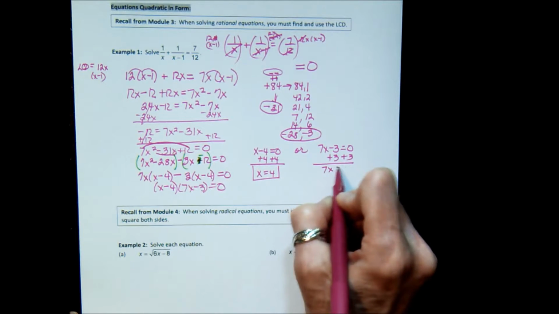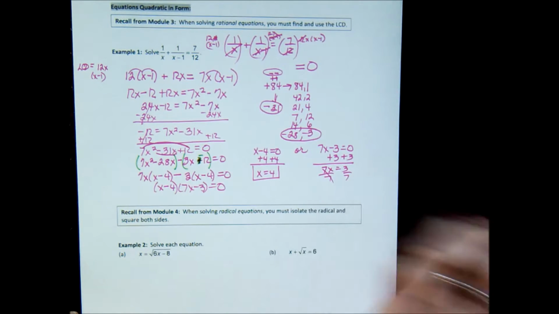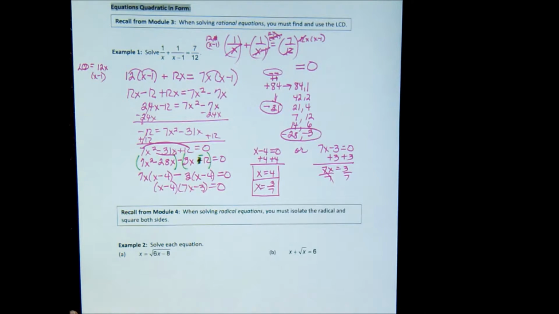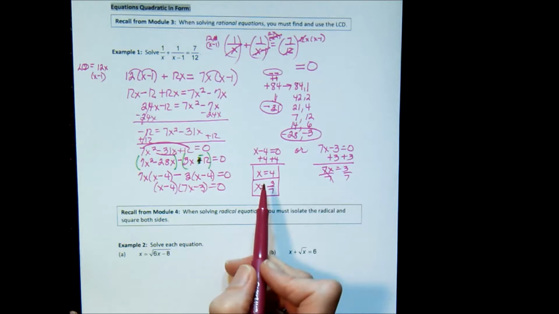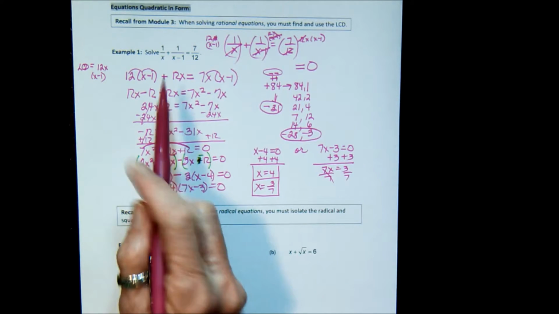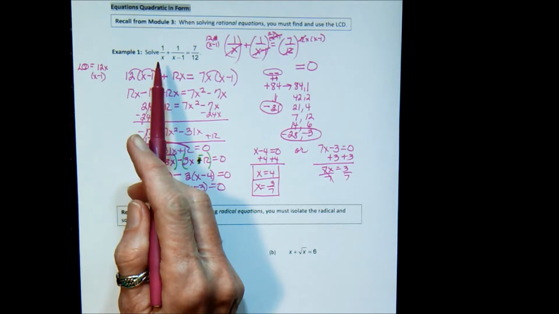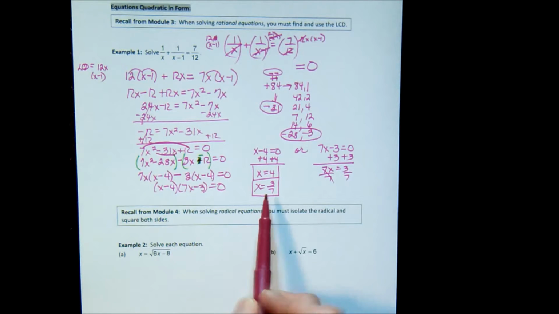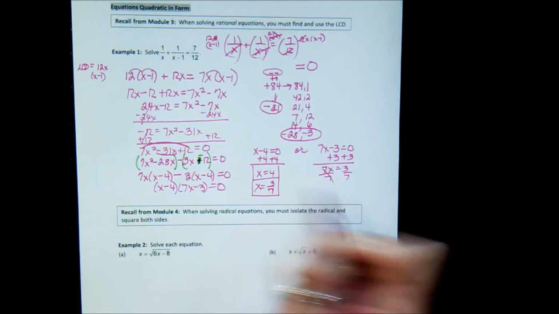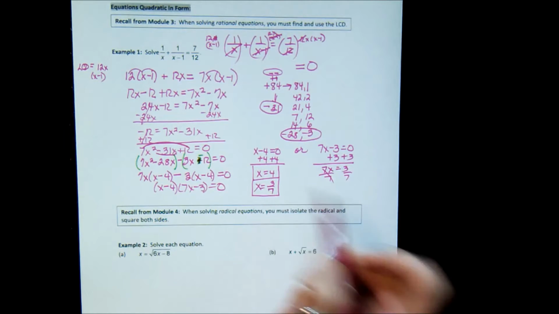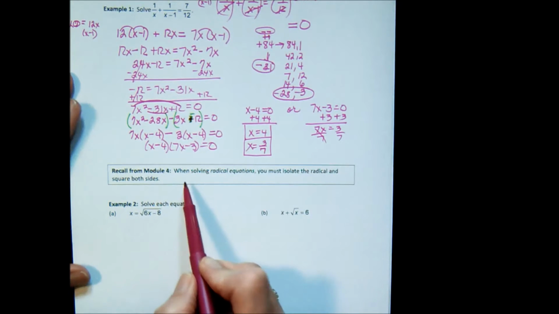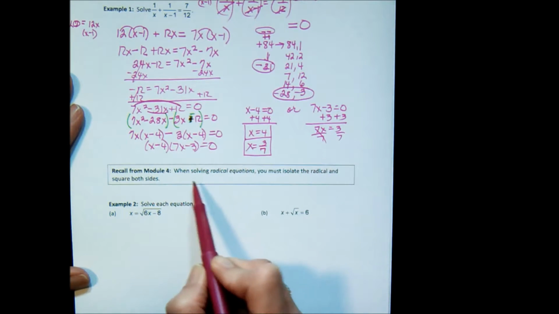Here I'm going to divide now by 7, and I get x equals 3/7 as my second solution. It's not necessary in this case to check those two because I didn't square anything. Only when you have a radical present and you square to get rid of it do you have to check. So if I did my algebra correctly, and I did, then we know that these two solutions will work.